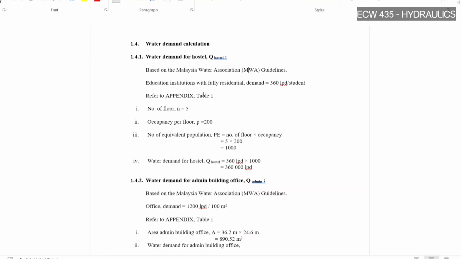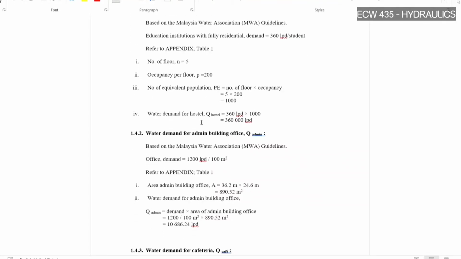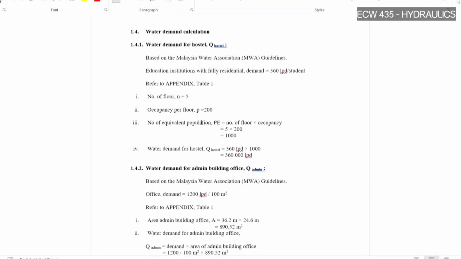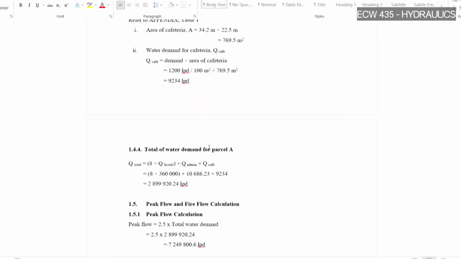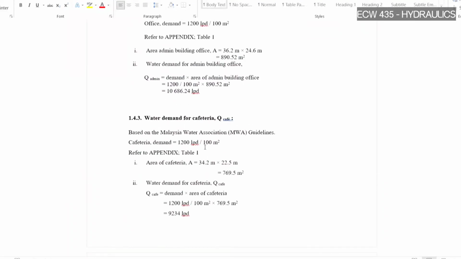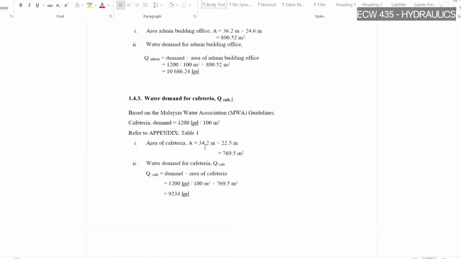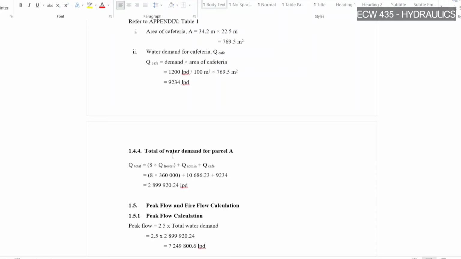And from that, we know the floor is 5 and occupancy per floor is 200. And from that, we can get the number of equivalent population. And after we get the number of equivalent population, we can calculate the water demand. The way to calculate the water demand for admin building office and cafeteria is also the same as the hostel. And then we need to sum all of the water demand to get the total water demand.